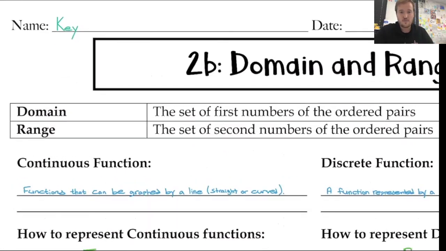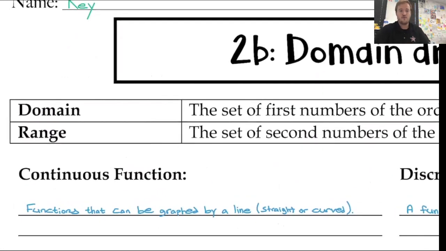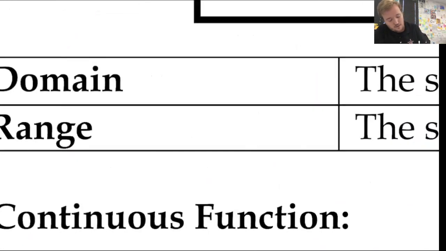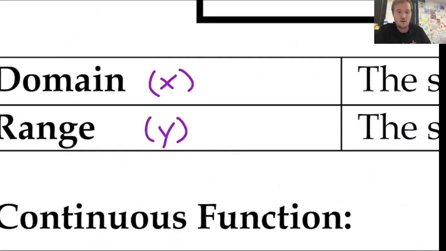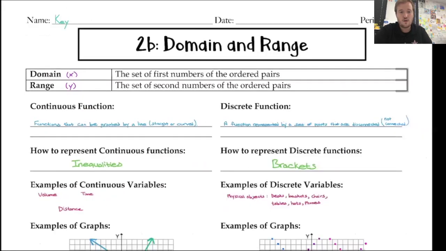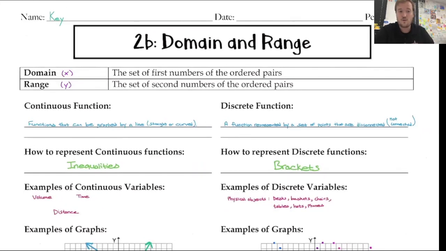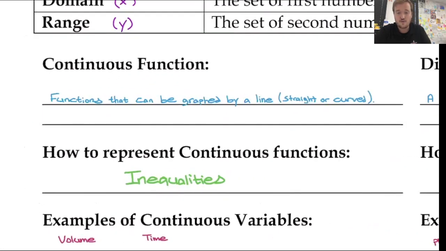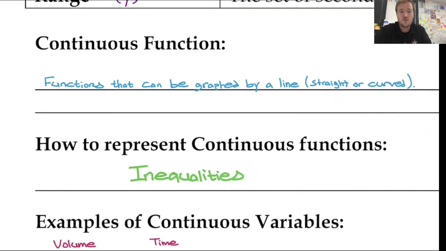So as mentioned before, domain really is going to focus on the x values, whereas the range is going to focus in on the y values. So we have two different types of functions. We have what we call a continuous function, and then we have what we call a discrete function. A continuous function, I'm going to go through first. It's just a function that can be graphed by a line, whether it be straight or a curve.